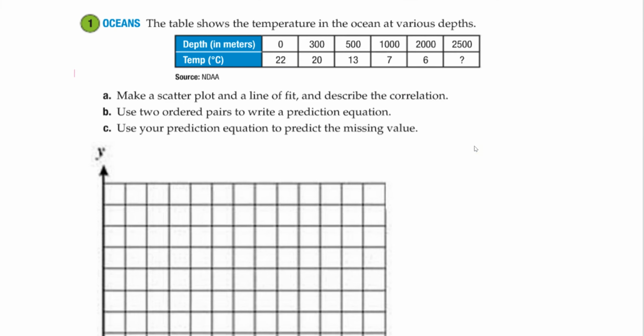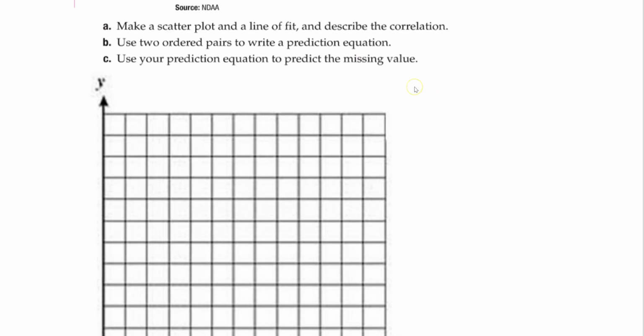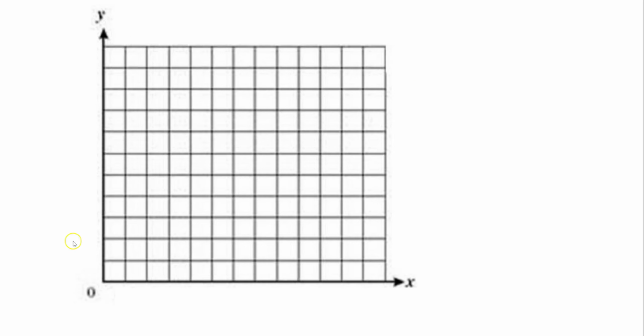So let's do an example here. The table shows the temperature in the ocean at various depths. So if you're right at sea level, it's about 22 degrees Celsius. If you go down 300 meters, it's pretty far, you're at 20 degrees Celsius, and then so on. It gets really cold. Make a scatter plot and a line of fit and describe the correlation. So we're going to do that here. Now I'm going to pause for a second and write this all up.